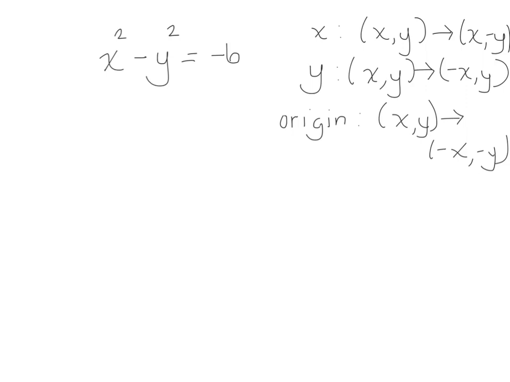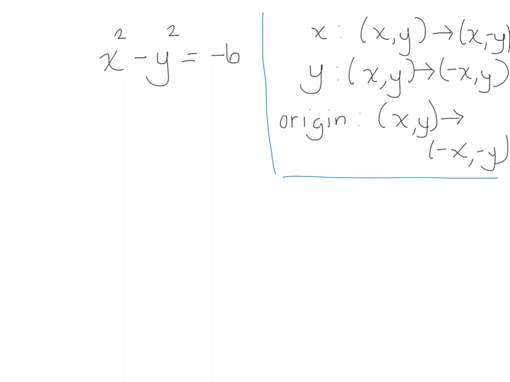This is number 21 in lesson 7.5 of our textbook on page 392, where we're asked to determine the type of symmetry that this graph has. Over here in the right corner, I've identified the three different types of symmetry that we have learned about.